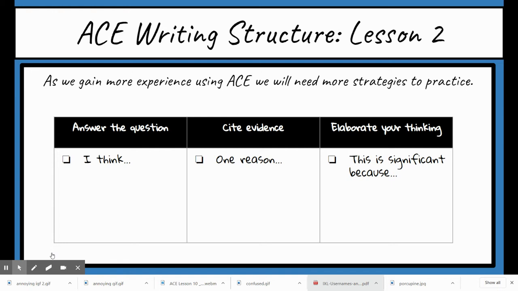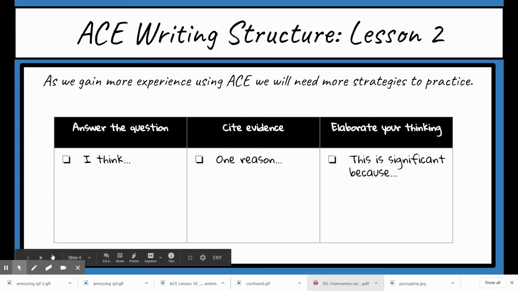So, let's take a look at our three parts to an ACE structure. We know we have to answer the question, then we have to cite evidence, and then we have to elaborate our thinking. And by doing all three of these effectively, we have shown our thinking, we have shown our critical thinking skills, and we have effectively answered a question. We know that we can use the sentence starter, I think, for answering the question, one reason for citing evidence, and this is significant because for elaborating.